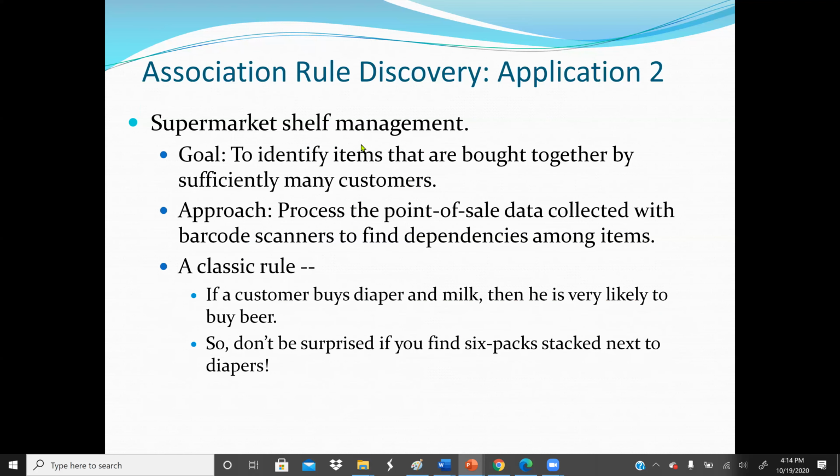And also we have supermarket shelf management. The whole goal here is that we want to know that if a customer buys diapers and milk, then the third item he will buy will be bread. So don't be surprised if you find a 6-pack stuck next to diapers. So we can use association rule discovery in a supermarket to arrange how items are stored in the store.